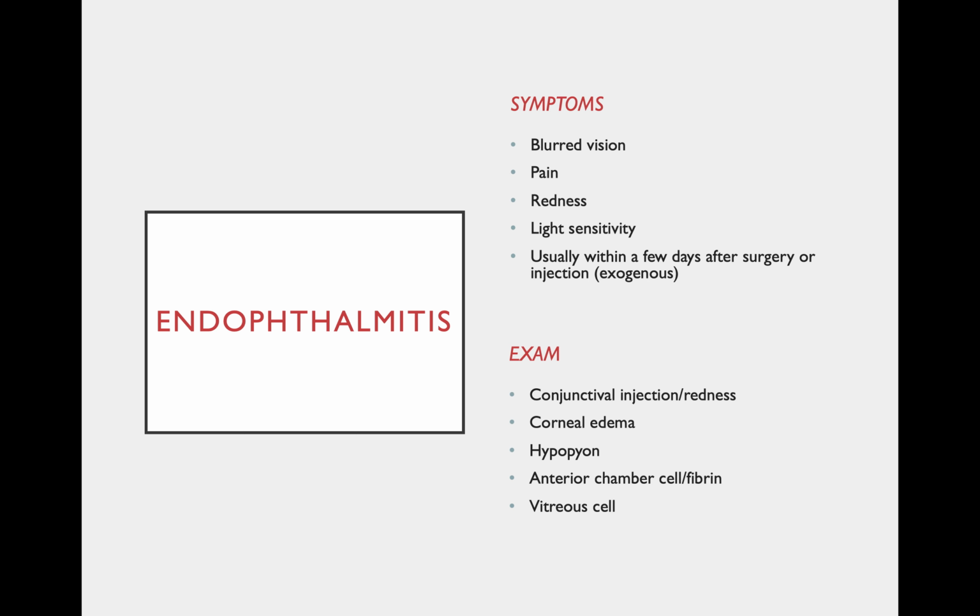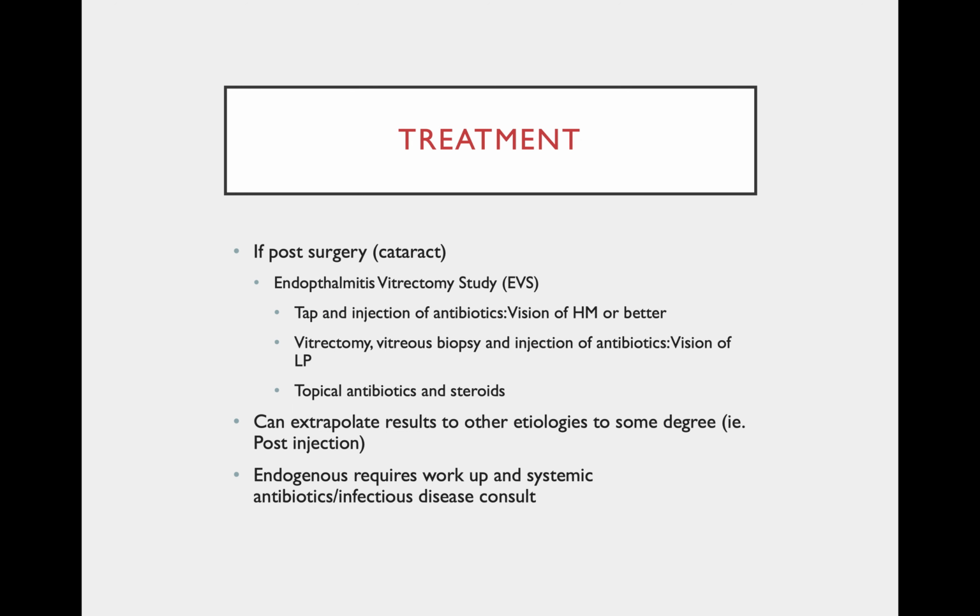Exam will show the conjunctiva is going to look red and irritated. There's going to be edema of the cornea. A hypopyon is white blood cells or pus essentially building up in the anterior chamber, and it levels off, and so you see all these white blood cells or pus in the eye. You'll see a lot of cells and fibrin in the anterior chamber, and the vitreous will be full of cells, so there'll be a very poor view into the back of the eye.